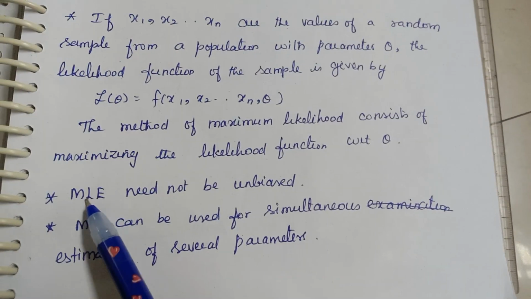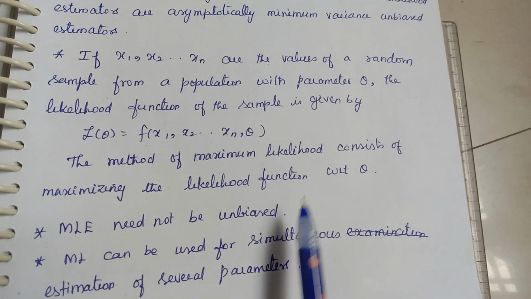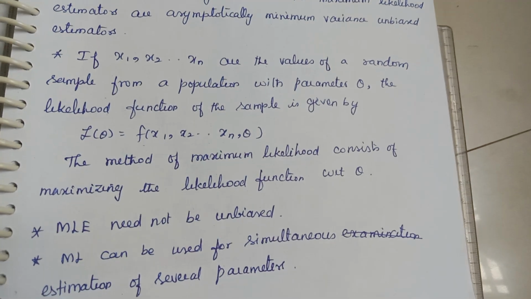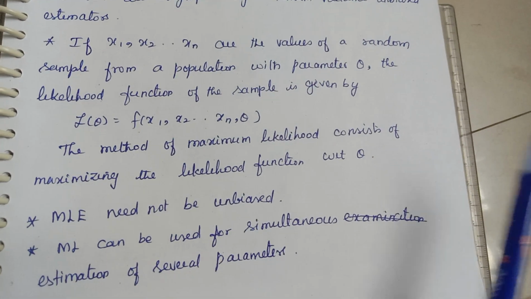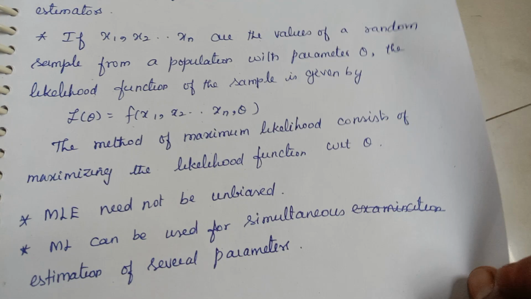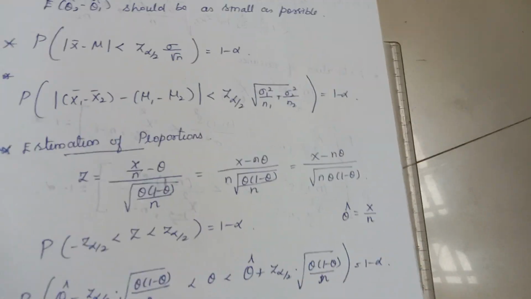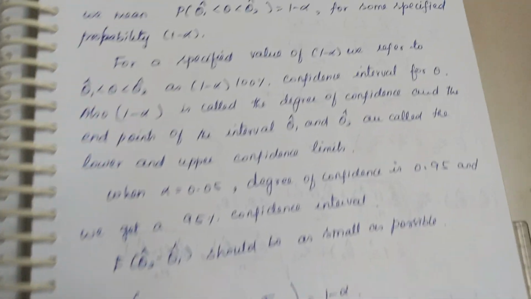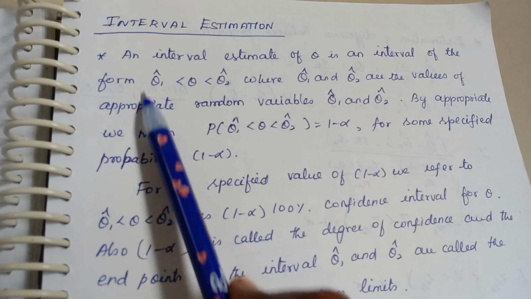Now, a maximum likelihood estimator need not be unbiased, and maximum likelihood can be used for simultaneous estimation of several parameters. So that's all about point estimation. Next we are going to consider interval estimation.